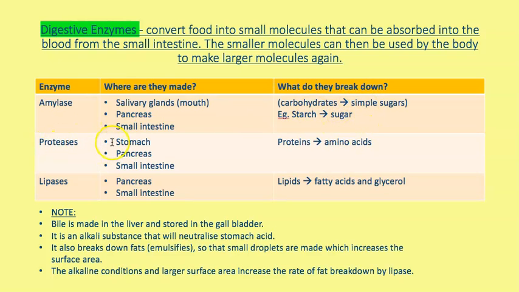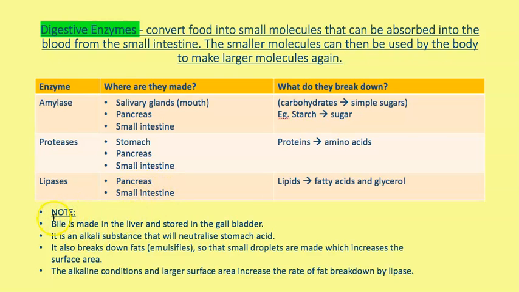Proteases are the next one. This time it's made in the stomach, the pancreas and the small intestines. And the proteases break the proteins down into the monomer, which is called amino acids. The last one are the lipases, so they break down lipids into fatty acids and glycerol, and they are made in the pancreas and the small intestines.